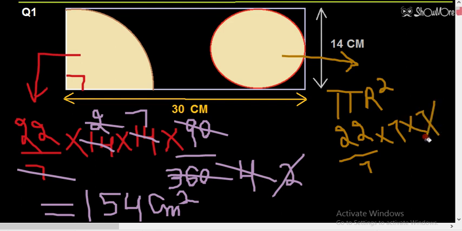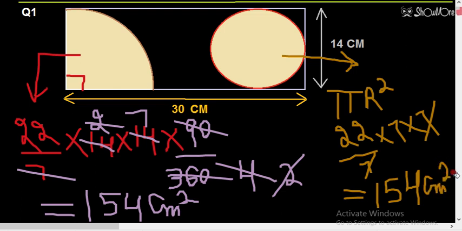So 7 into 7 cancel out. So we are left with 22 into 7. In this formula we will not use theta by 360, because this is a complete circle. So in this case also my answer is 154 centimeter square.